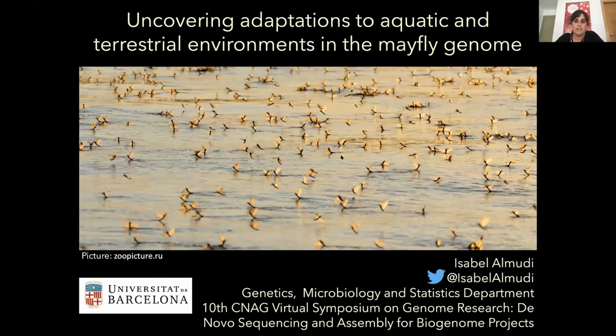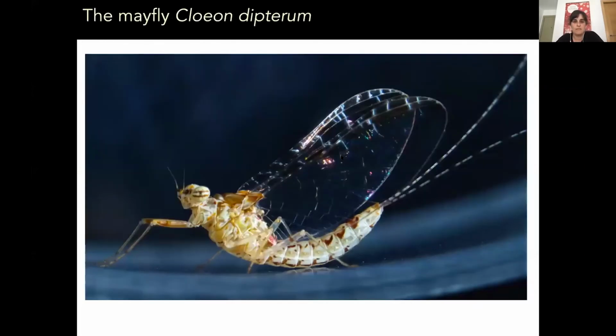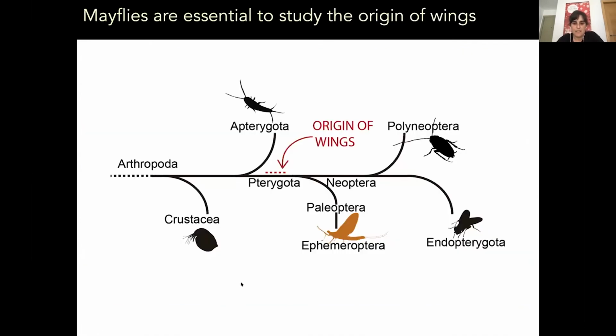In the laboratory, we are interested in understanding the genomic basis of evolutionary novelties. And for that, we use the mayfly, Cloeon dipterum. Here you can see a female adult. And why mayflies? First, mayflies are very interesting phylogenetically because they are the sister group to all other winged insects. So they are essential to study, for example, the origin of wings.